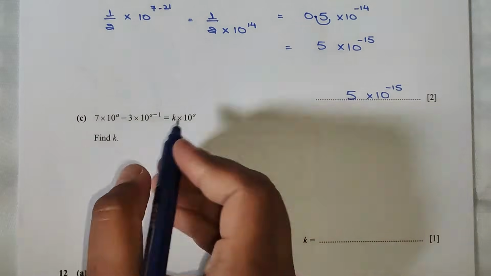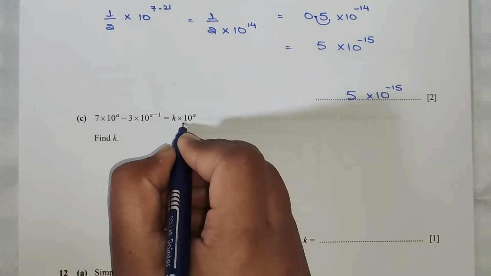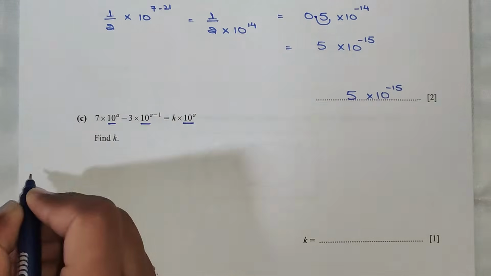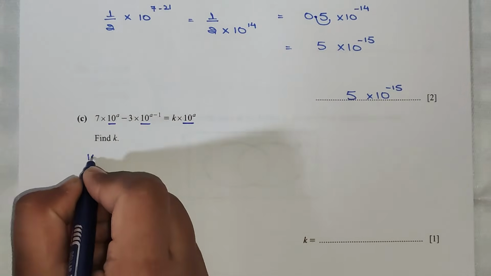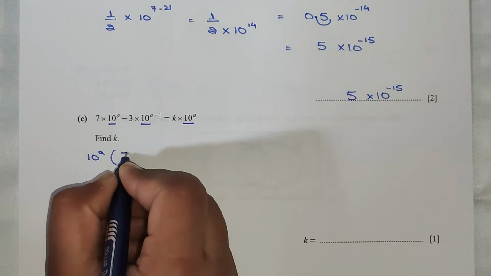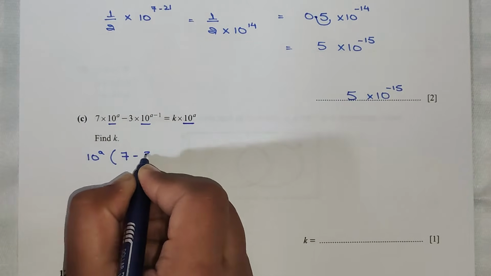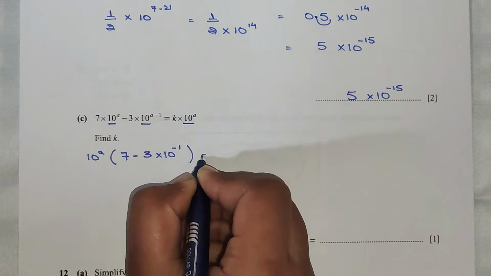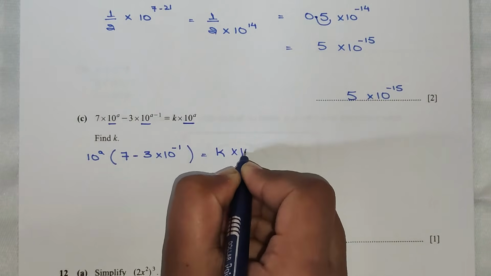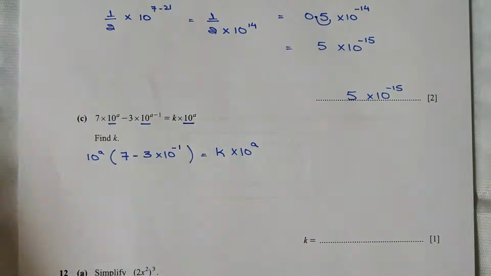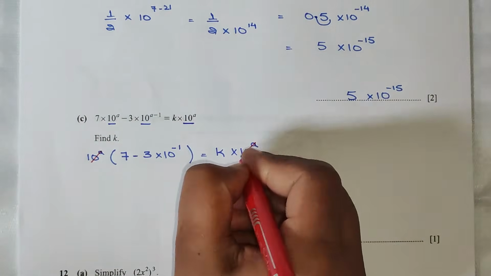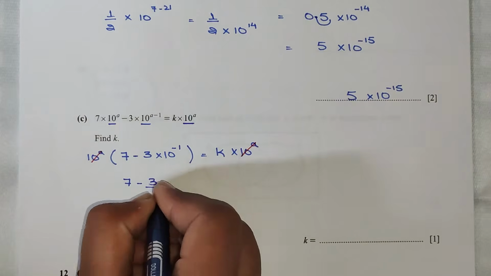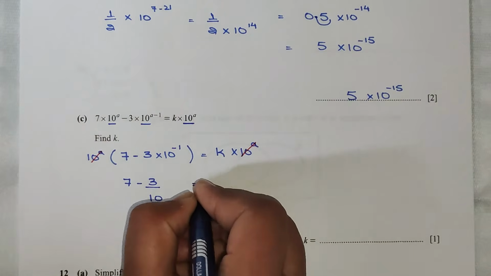That's pretty easy. As you can see, 10 exponent a is common in all the terms on both sides. So let me take 10 exponent a common. We are left with 7 minus 3 times 10 exponent negative 1, and here we have k times 10 exponent a. Let me cancel 10 exponent a on both sides and we are left with (7 minus 3) over 10, and this would be equal to k.